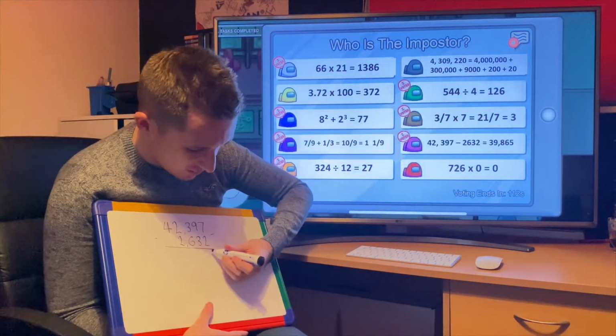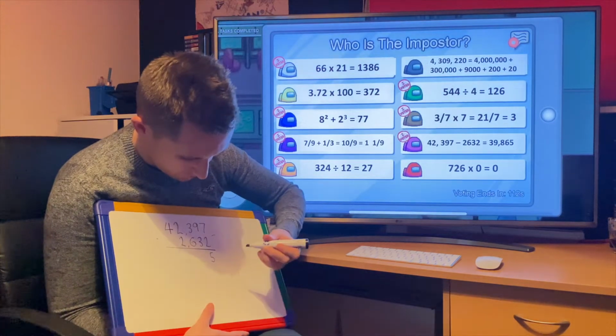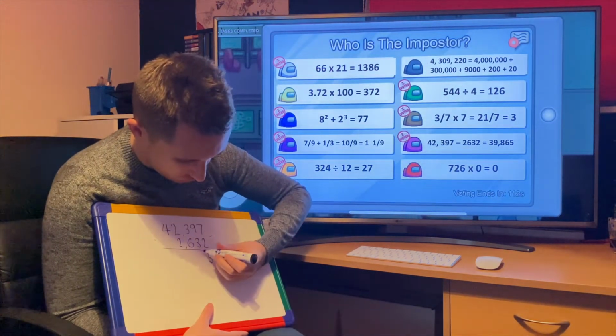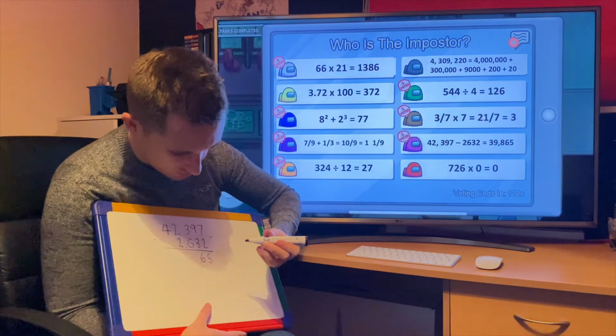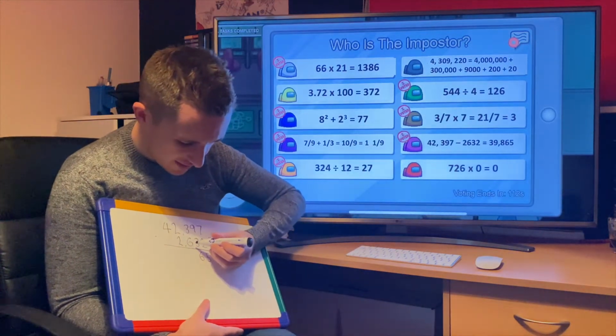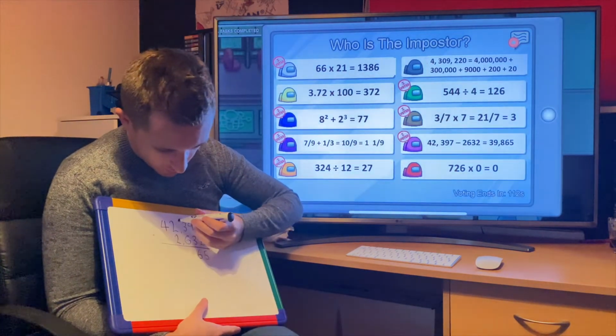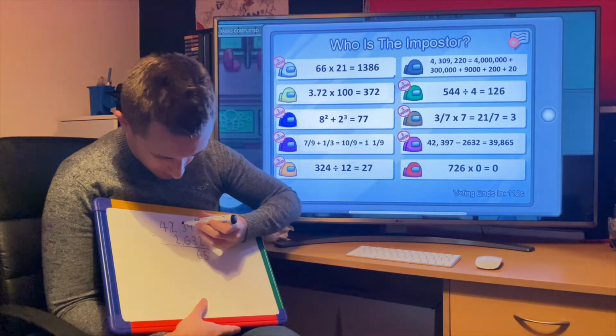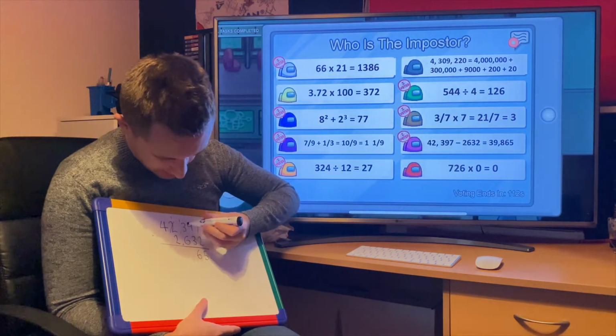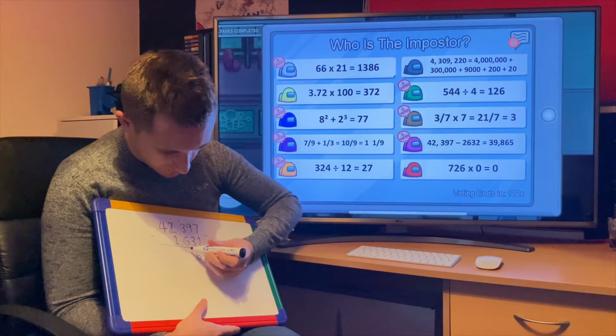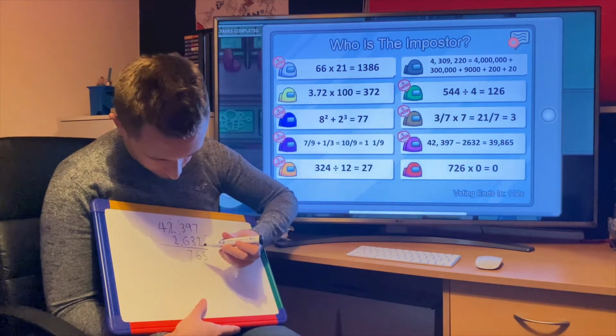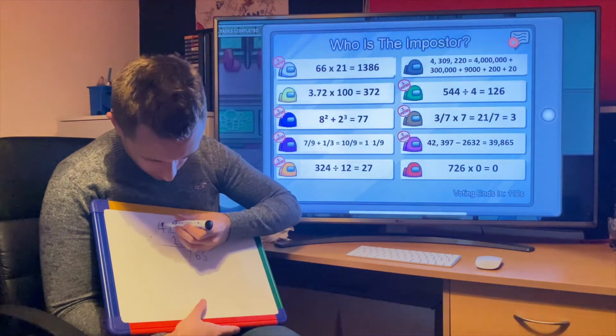Starting at this side, 7 take away 2 is 5. That's fine. 9 take away 3 is 6. 3 take away 6 we can't do. So we're going to borrow from here. Now we've got 13 take away 6. Well, 13 take away 6 is 7. 1 take away 2 we can't do, so we borrow from here.